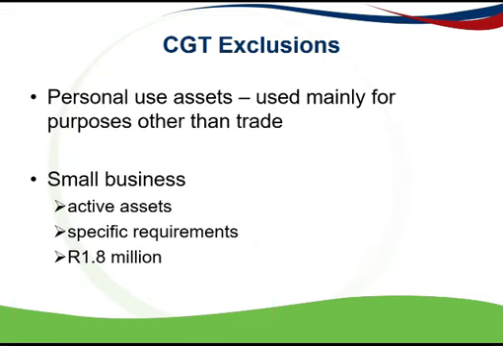There are other exclusions as well. Personal use assets, those are assets that are used mainly for purposes other than trade. You'll need to go through that list and know to identify those kinds of assets straight away. And then also if a person sells the active assets of a small business, there's also specific requirements that you need to have a look at. Then the first 1.8 million rand of the gain is excluded for capital gains tax purposes.